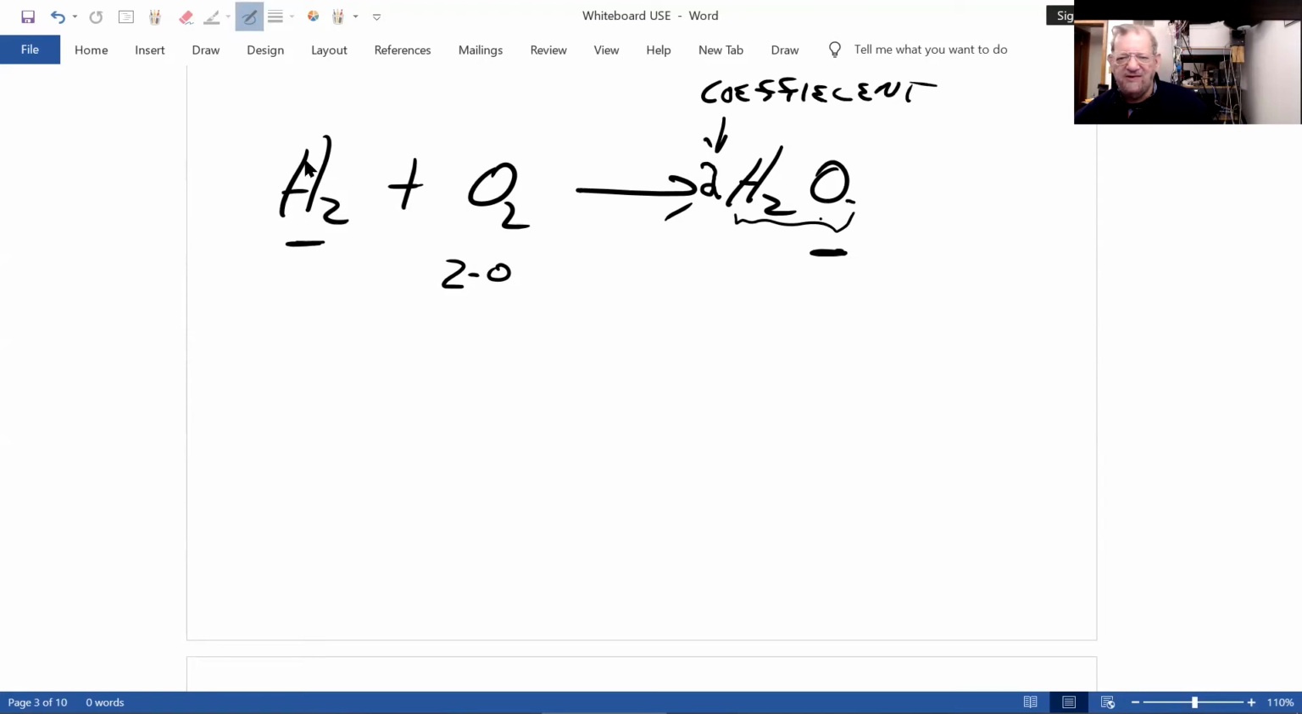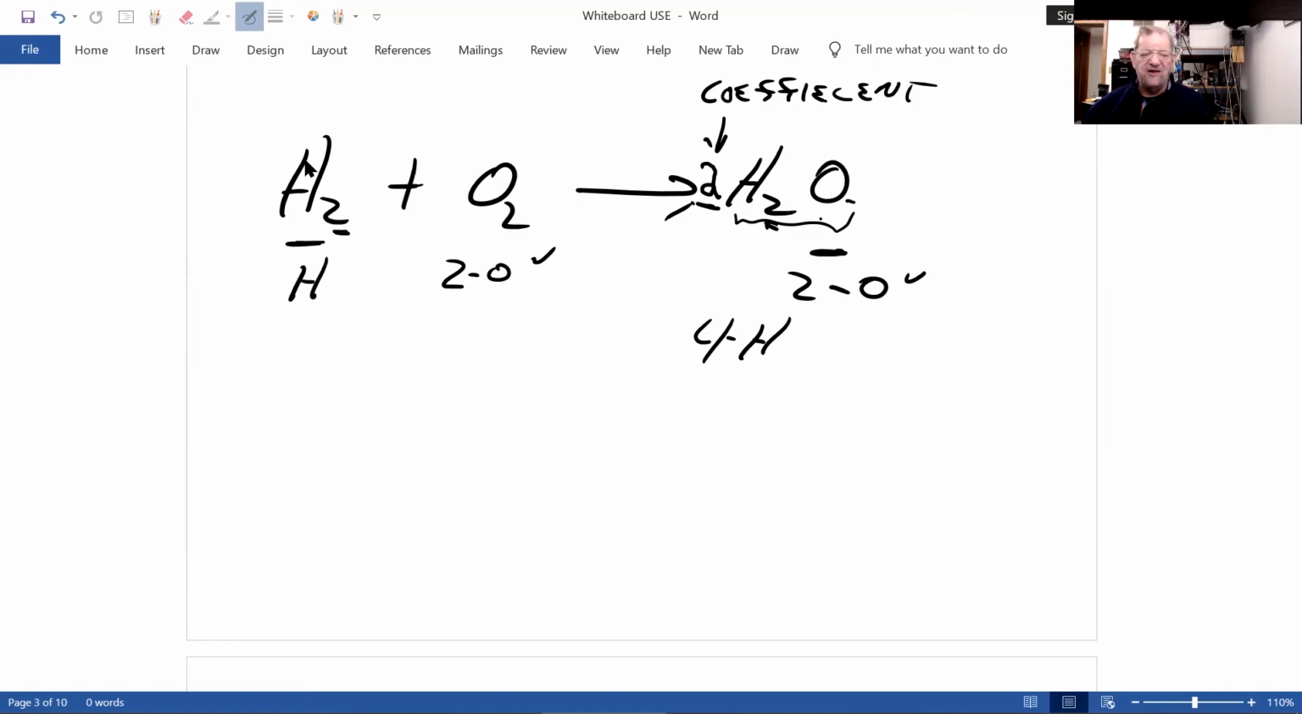Hopefully I spelled it right. Sometimes I spell it wrong. Anyways, so that's a 2. Sorry about that. So now I have 2 oxygens. Ooh, these are balanced. But now 2 times 2, I have 4 hydrogen. How do I get this side to 4 hydrogen? Because I only have 2.